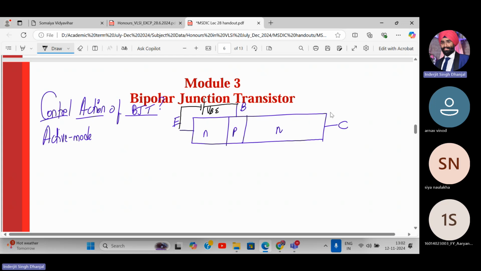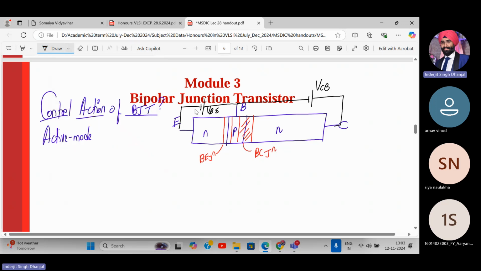What about the base collector junction? The base collector junction is reverse biased, meaning here you connect negative and here you connect positive. So this is VCB. According to these voltages, will there be a depletion layer over here also? Yes, slightly over here, and here it will be slightly bigger. So this is my base emitter junction. This is my base collector junction.